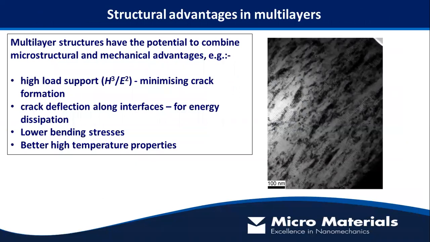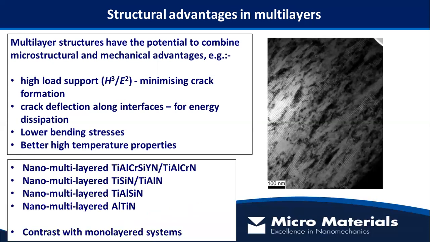So one of the ways to get more out of enhanced mechanical properties is to combine them with microstructural advantages. One of the systems we've looked at a lot is nanolaminate systems. They combine high H cubed over E squared, which provides additional load support and minimizes driving forces for crack formation, with additional routes for energy dissipation, which provide crack deflection along the interfaces, minimizing through thickness cracking. That's very useful. And bending stresses are also important, as are high temperature properties.